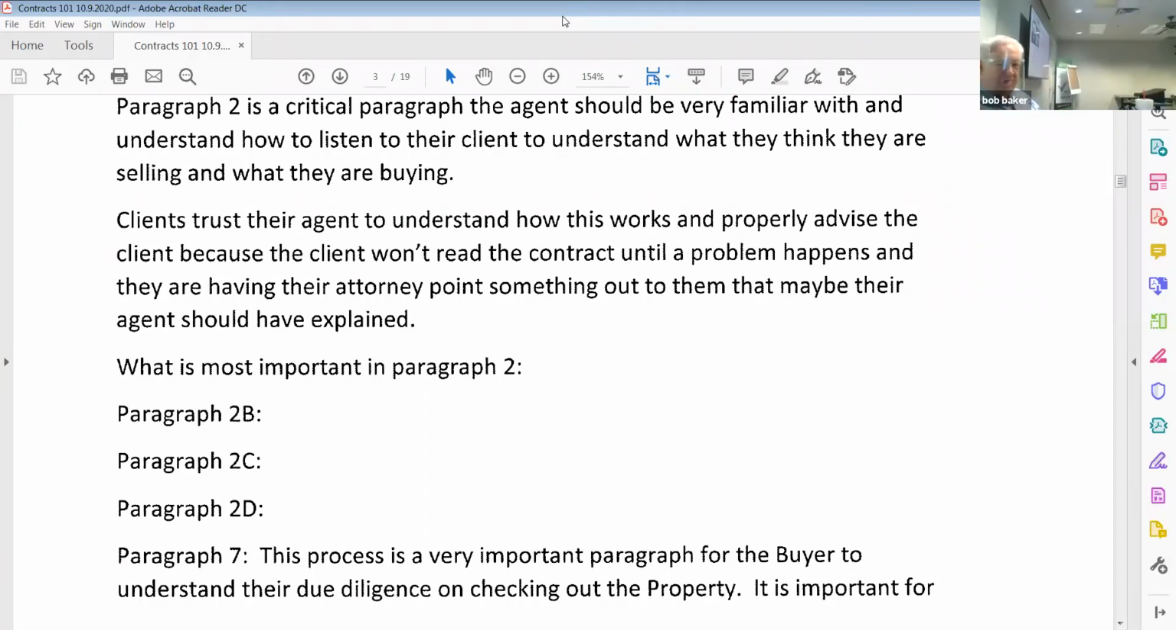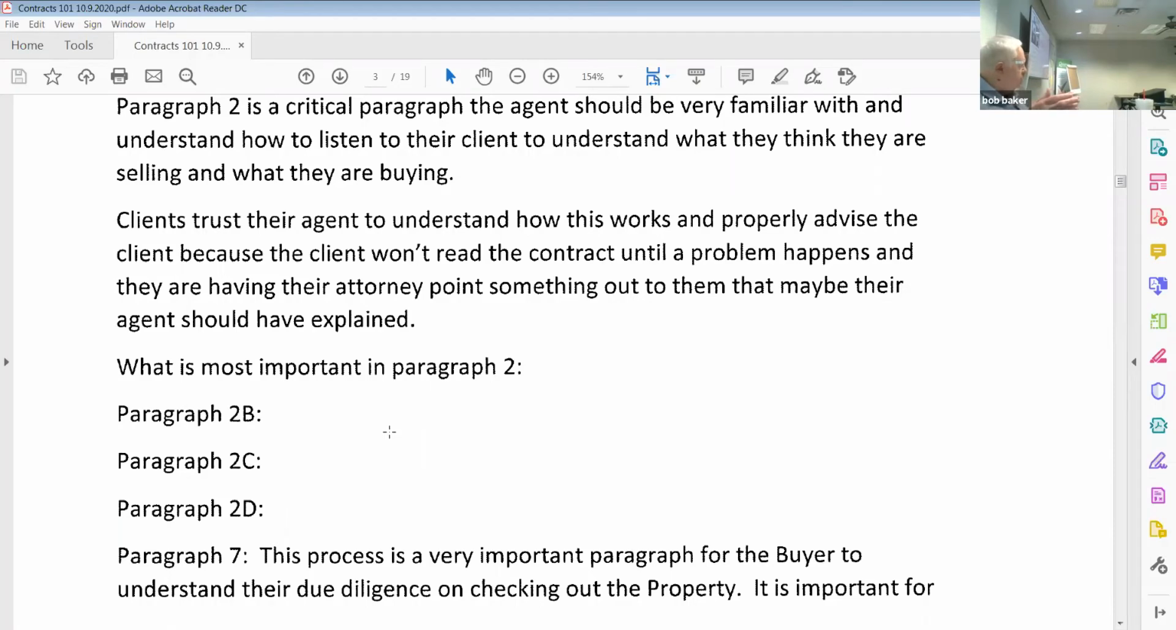Because one of the jobs of the buyer, when the buyer agrees to pay $300,000 or $400,000 for the property, it's kind of implied, but it's actually stated in the contract. The buyer gets to prove up that the condition of the property is sufficient for it to be worth that $400,000. I want to make sure things are working. I want to make sure conditions are there. I want to have the ability to go through that due diligence. 7A tells us how they go through that process.